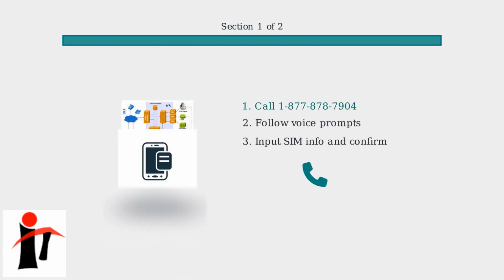Alternatively, call 1-877-878-7904 and follow the voice prompts to input your SIM information and confirm activation. The IVR system now uses AI to help with troubleshooting, making the process smoother.